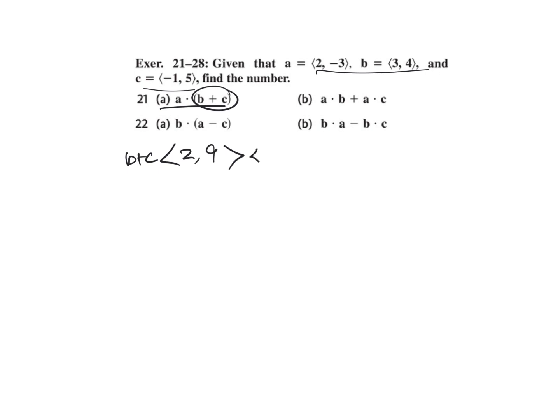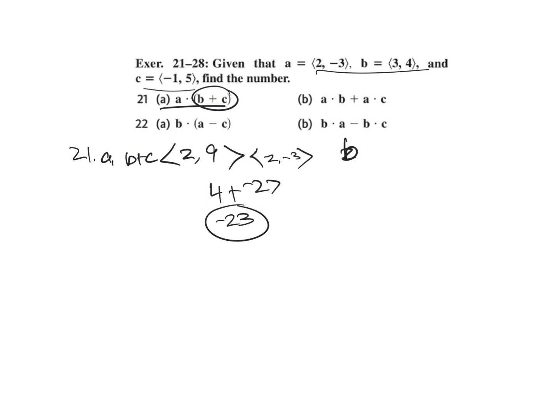And now we're taking the dot product with a, 2, negative 3. So that's 4 plus negative 27, which is negative 23. Negative 23 is that answer, right? Now, that was part A.